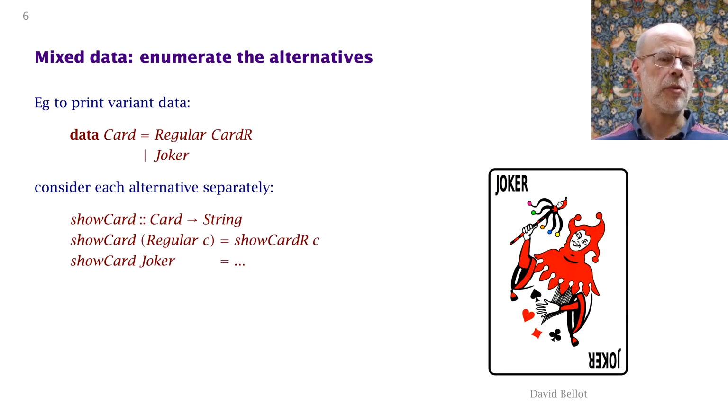Dually, if your input data is of a mixed data type, there are several variants. The advice, the design recipe, is to enumerate the alternatives. So here's a more refined model of a playing card. It's either a regular card as before with a rank and a suit, or it's a joker. And if we're consuming one of these cards, we enumerate the alternatives. It's either a regular card, in which case we do the regular card thing, which was the previous problem, or it's a joker, in which case we have to do something else.